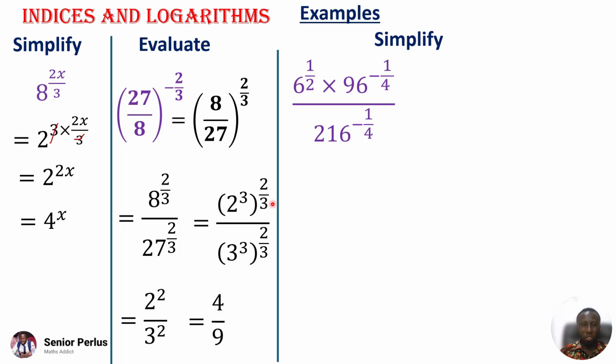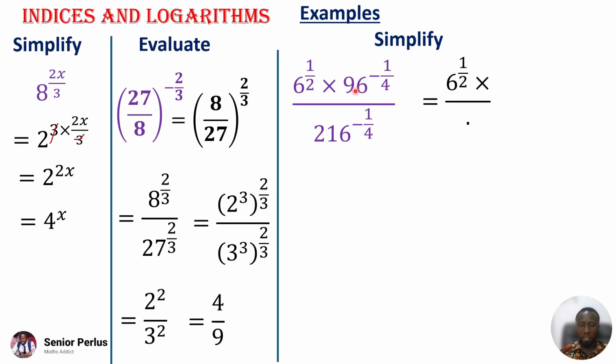Good. So here we have 6 to the power half. Can we get a square root of 6? No, it will give us decimal, so we don't have any number like that. What about 96? There's 4 here. 4th root of 96. No, I think we'll get decimal there. So let's deal with the 6 first.